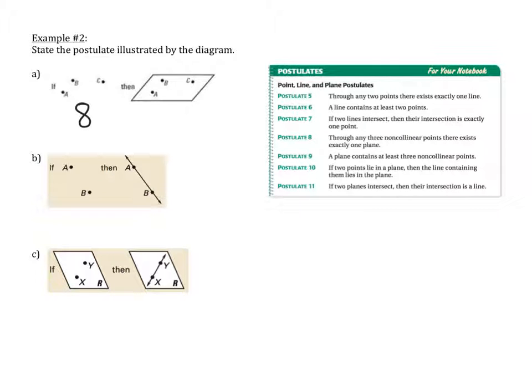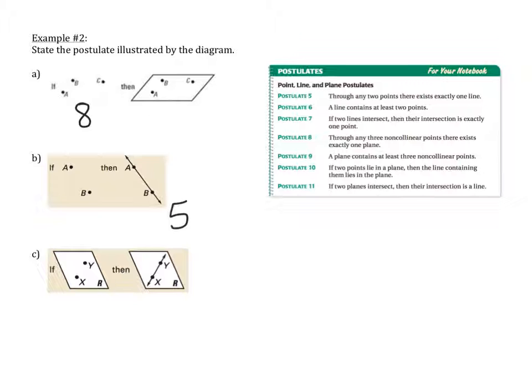Part B, I see 2 points A and B, then those same 2 points A and B now have a line drawn through them. So this reminds me of the postulate that states if I have 2 points, then I have exactly 1 line. Now looking at our list of postulates, I see postulate number 5: through any 2 points, there exists exactly 1 line. So therefore, this diagram illustrates postulate number 5.